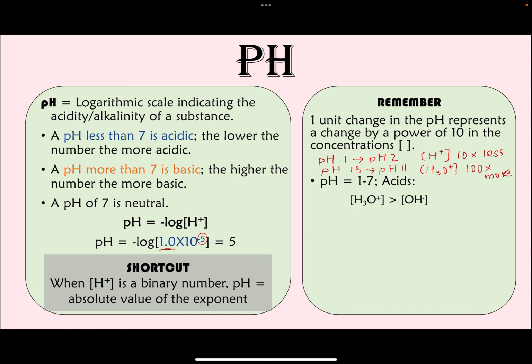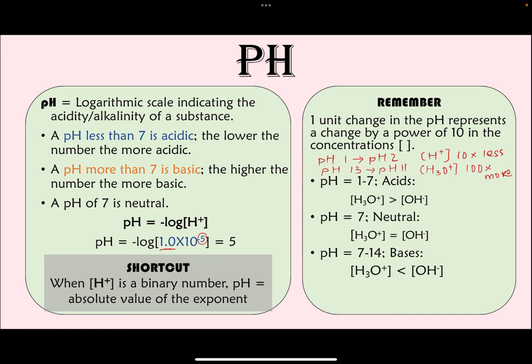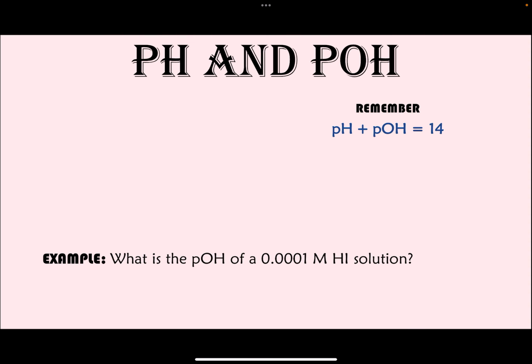Okay, so pH of 1 to 7 represents the acids. So for acids, the hydronium ion concentration is greater than the hydroxide ion concentration. For a pH of 7, it's just neutral. That means hydronium ion concentration is equal to the hydroxide ion concentration. And for a pH of 7 to 14, which is a base, hydronium ion is going to be less than the hydroxide.